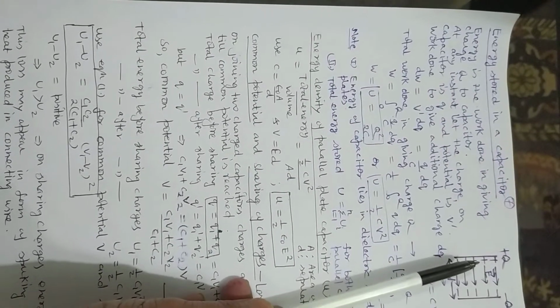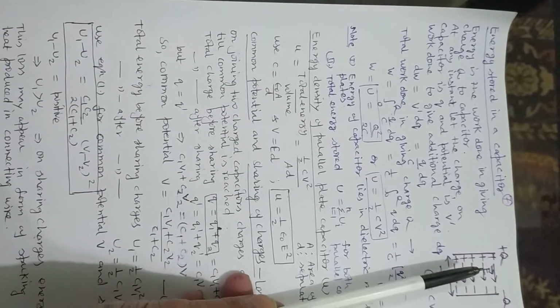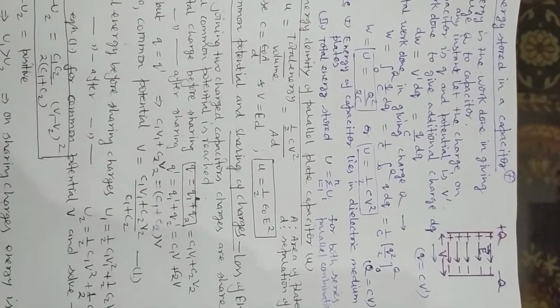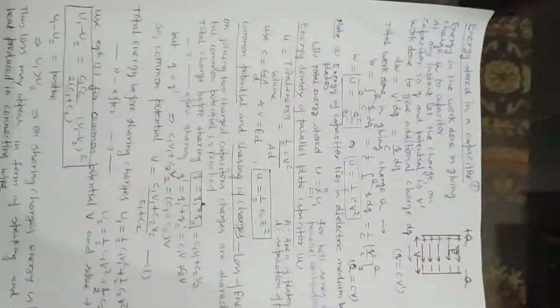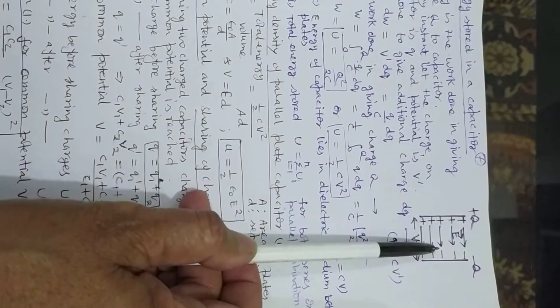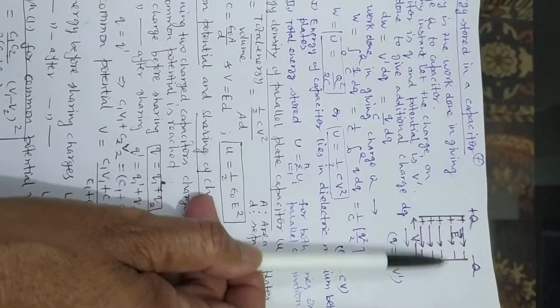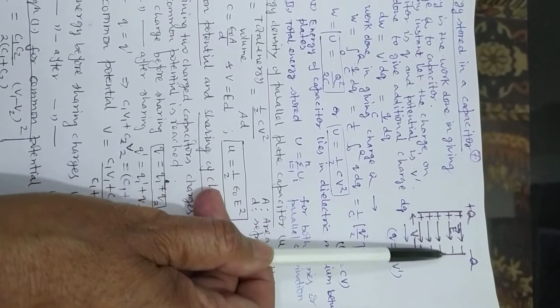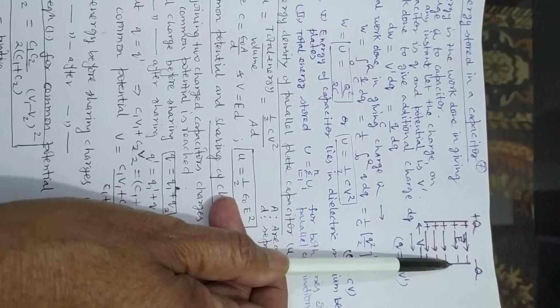So it is not easy to go on charging anybody. Continuously we will have to do the work. The external agency, that's the battery, has to do the work. So here is the capacitor, plus charge and negative charge, and a uniform electric field from plus to minus.